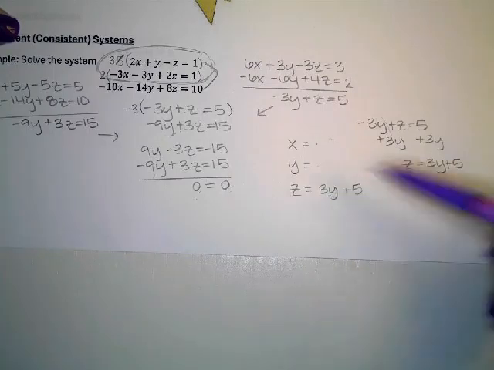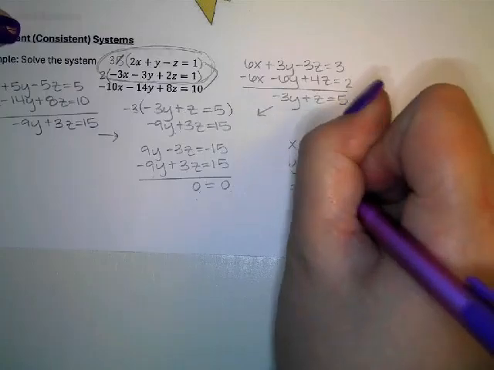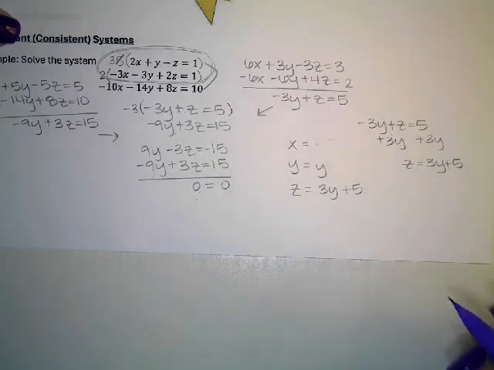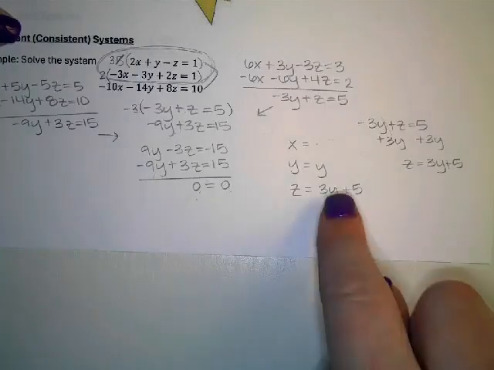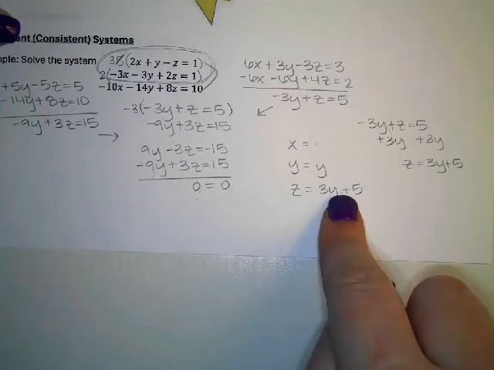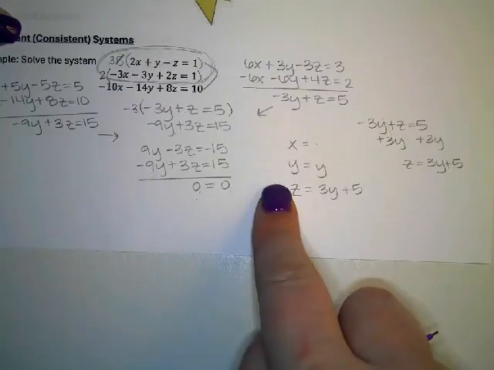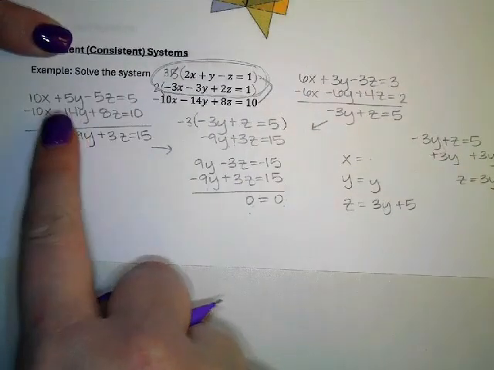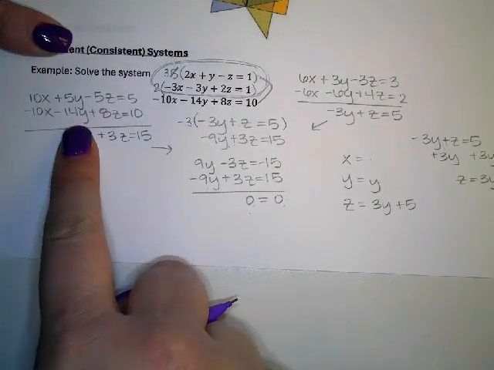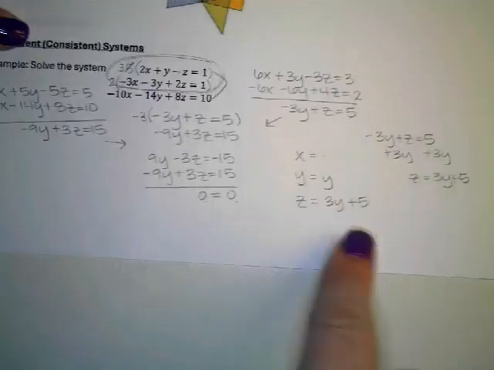And this is kind of arbitrary. There are actually 3 different answers to this question. There's one answer that has all of them in terms of x, one answer that has them all in terms of y, and one answer that has them all in terms of z. And everybody could get different answers depending on which variable they eliminated in their first step. So we're going to do ours in terms of y. So I have 3y plus 5, and the y is just going to be y, because that's the variable I'm using.